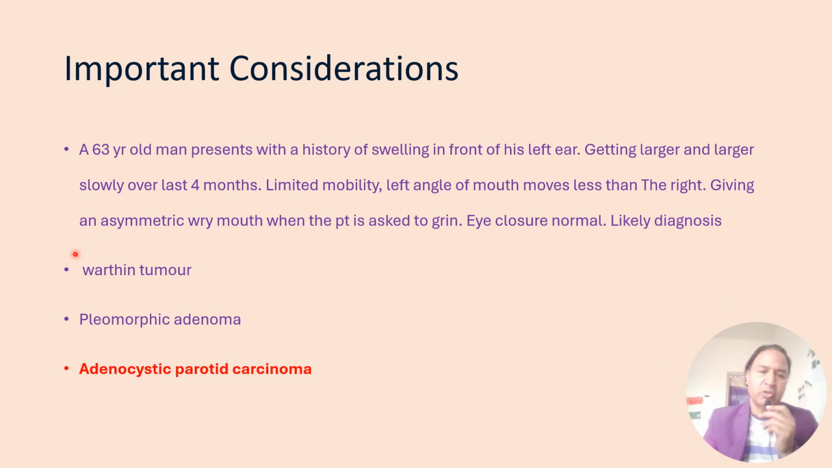Why can it not be Warthin's tumor? Because Warthin's tumor is benign and it won't have this perineural invasion. Pleomorphic adenoma is also a benign tumor, and we don't have facial nerve palsy in pleomorphic adenoma at the beginning. We may have it in the superficial or the deep lobe of the parotid, but pleomorphic adenomas don't have perineural invasion and facial nerve palsy. Adenoid cystic carcinoma is the correct diagnosis, and we may have to do surgery, and radiotherapy is the best modality of treatment.